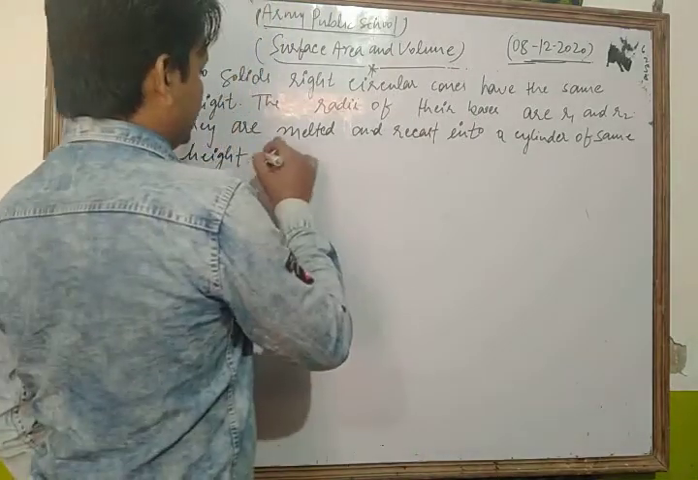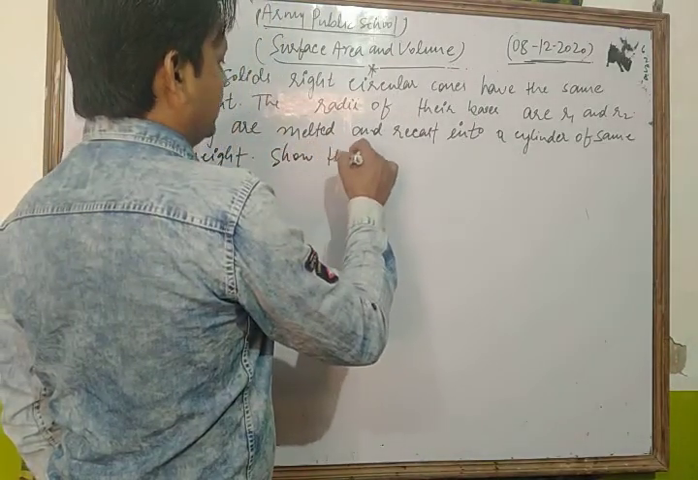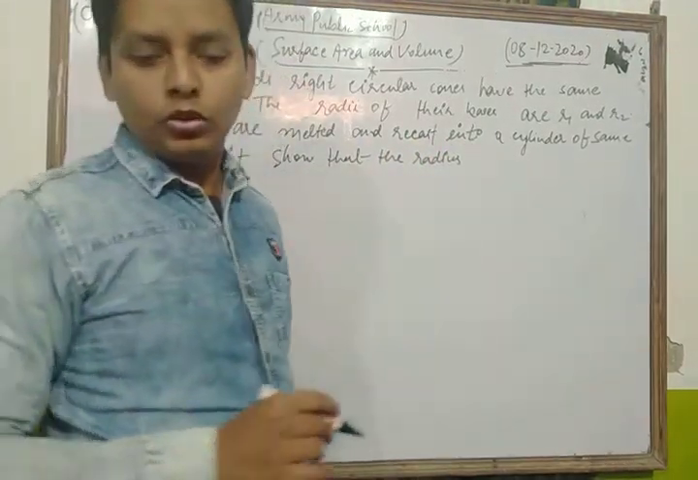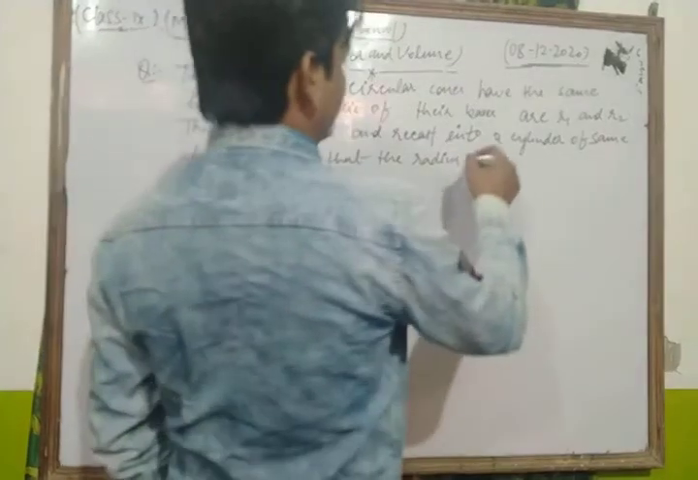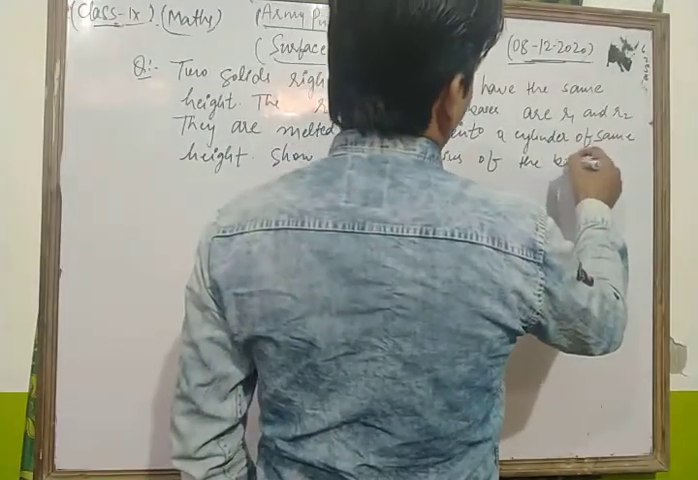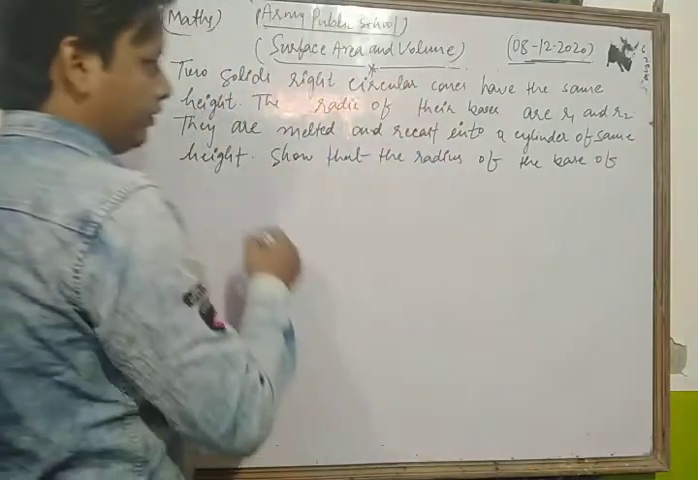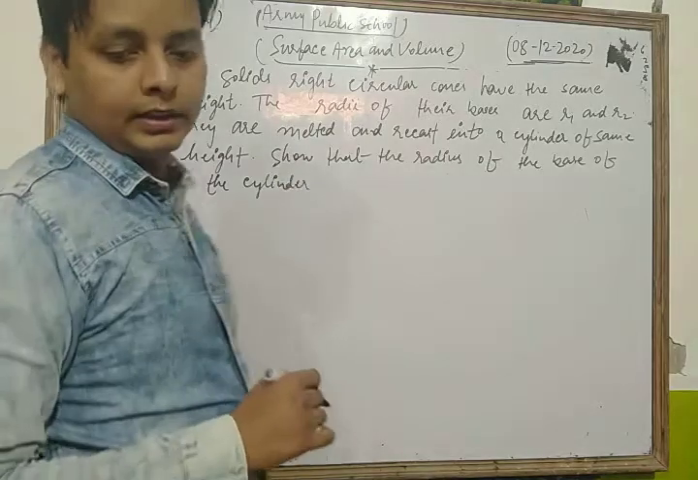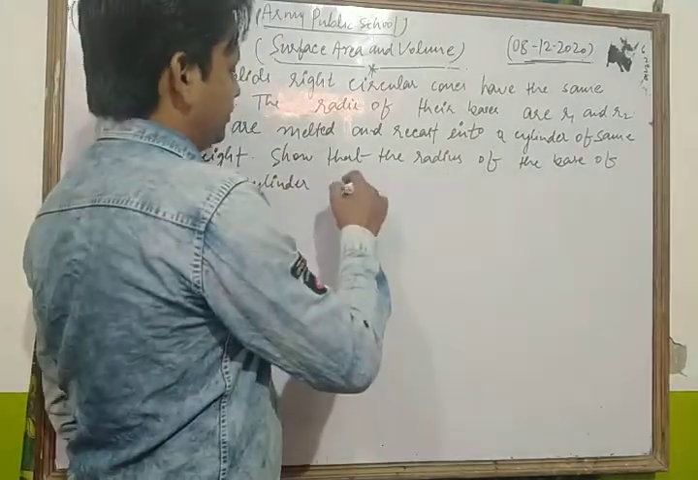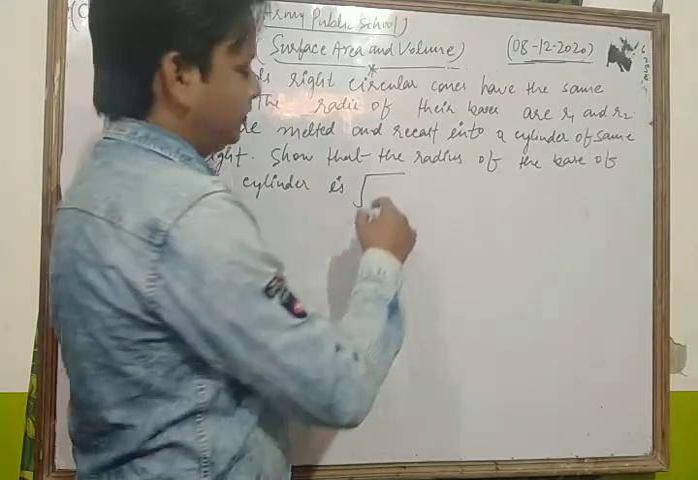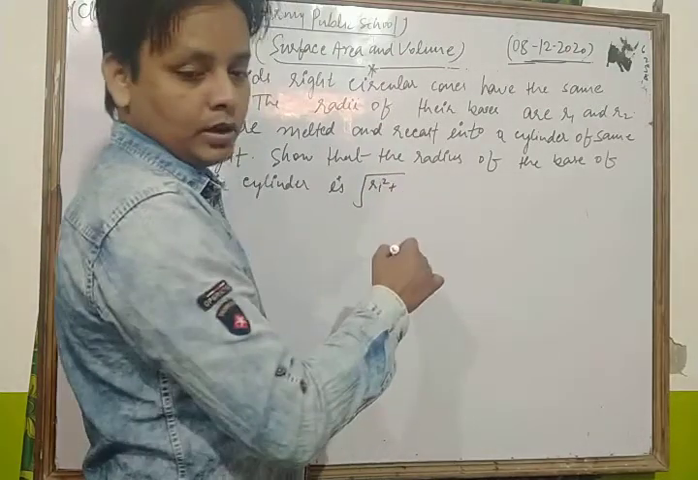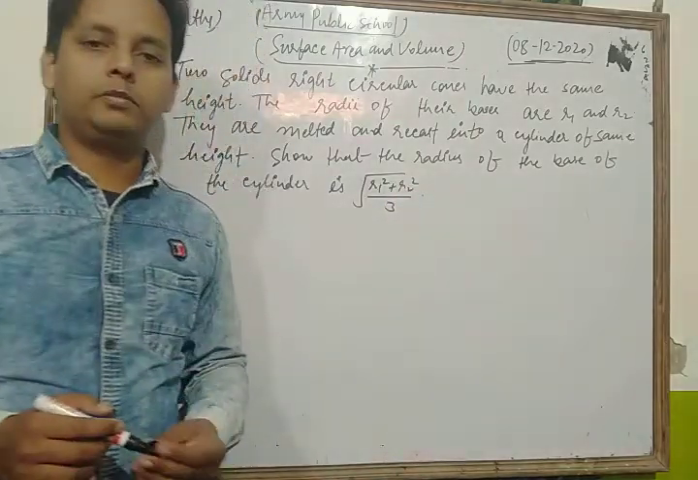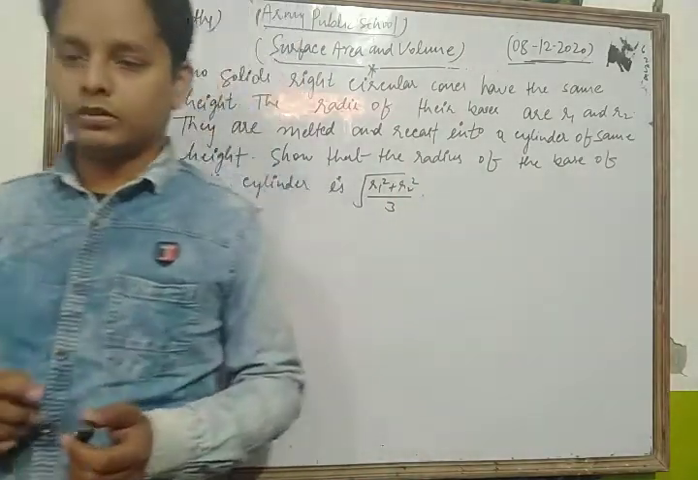Show that the radius of the base of the cylinder is square root of (R1 square plus R2 square) upon 3. This is a very important question of your syllabus.